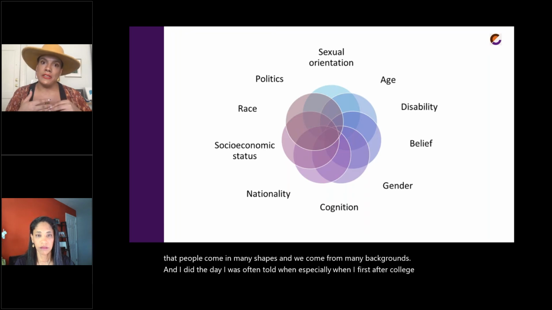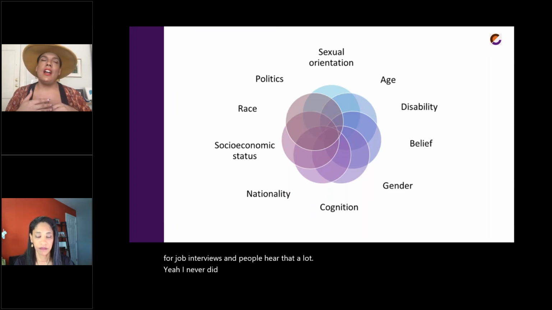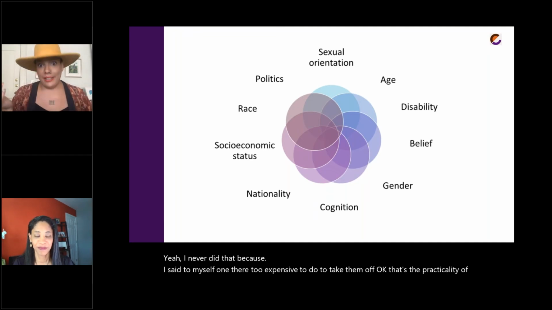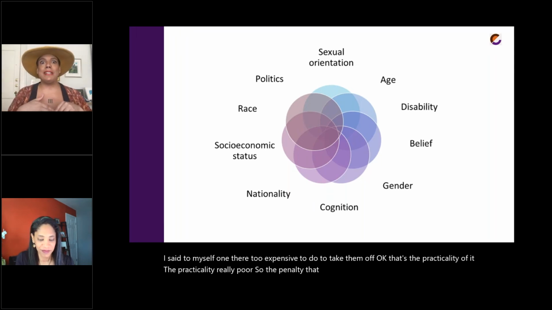At the end of the day, I was often told, especially when I first started after college, take off your nails for job interviews. People hear that a lot. I never did that because I said to myself, one, they're too expensive to take on and off, and there's no guarantee that I'm going to get the job. The practicality of it. I grew up really poor, so the practicality, they're expensive, and also there's no guarantee that taking them off is going to actually get me the job, right?